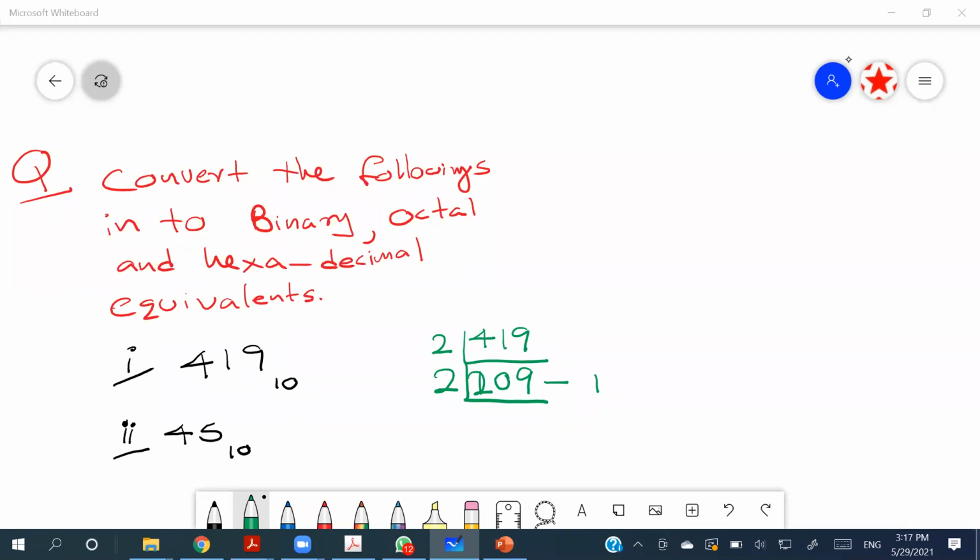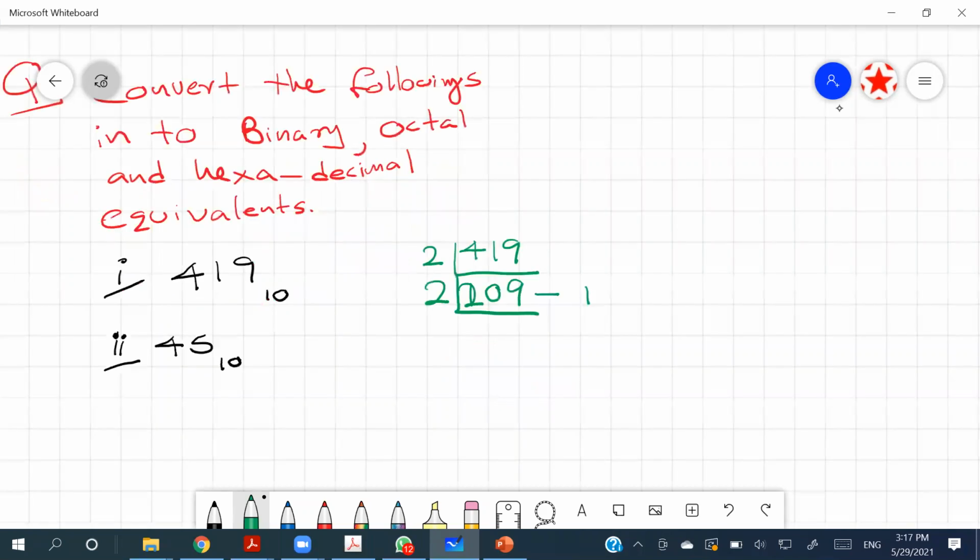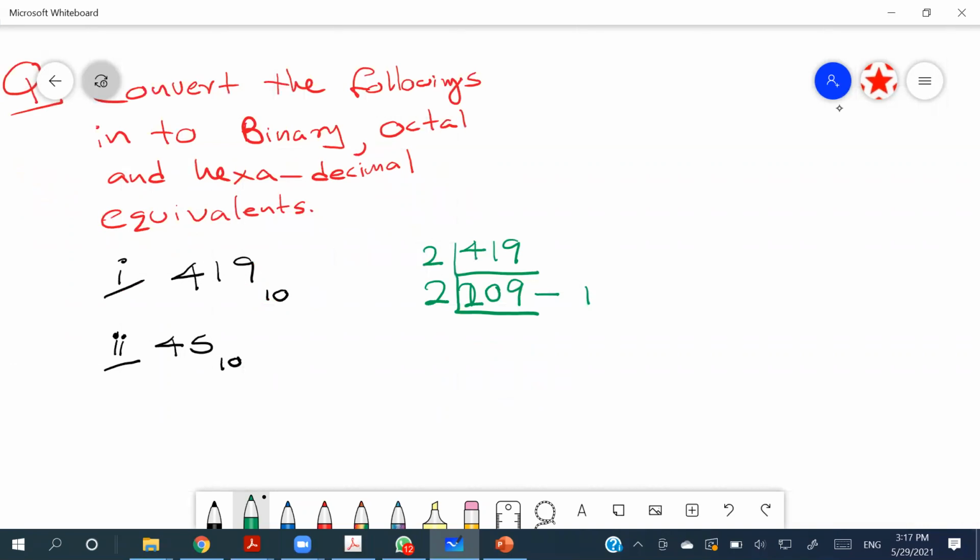No, not the C, Ravindu, not the C. Just go through it again. I'm doing it now, see. Right? 209 divided by 2, so it's going to be 104, and 1 is remaining. Divided by 2, 52, 0 is remaining.